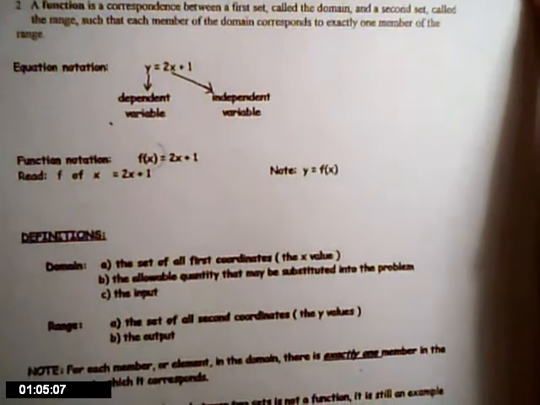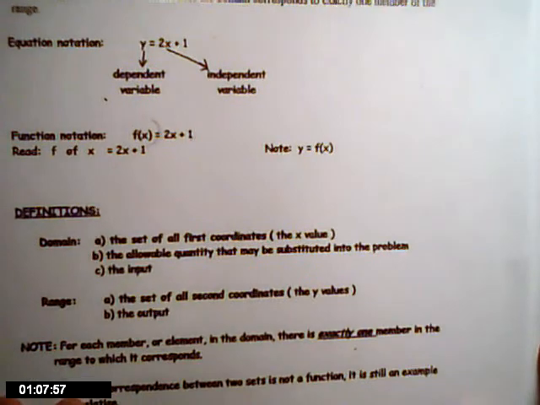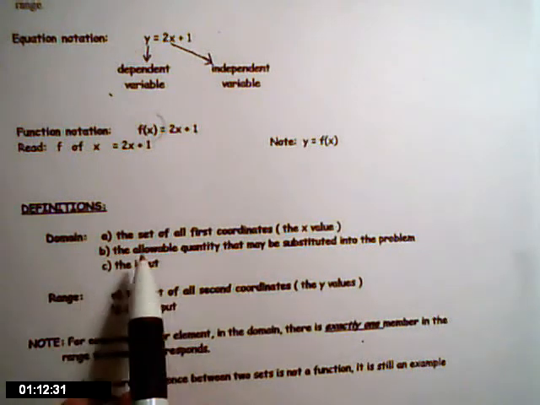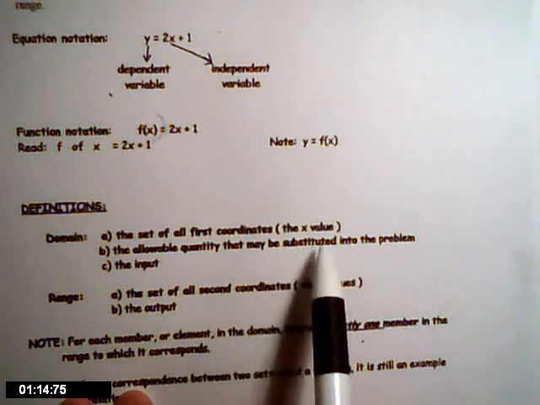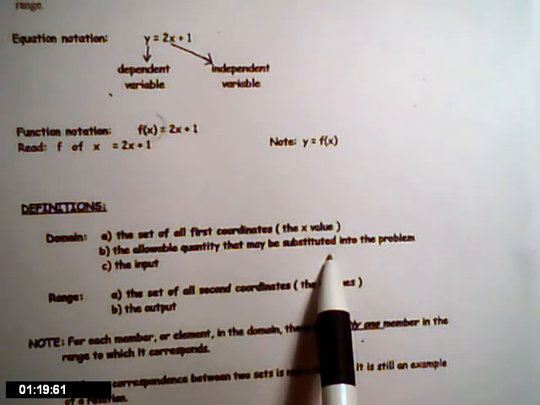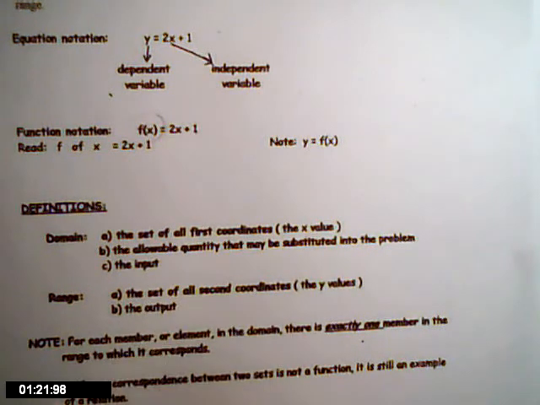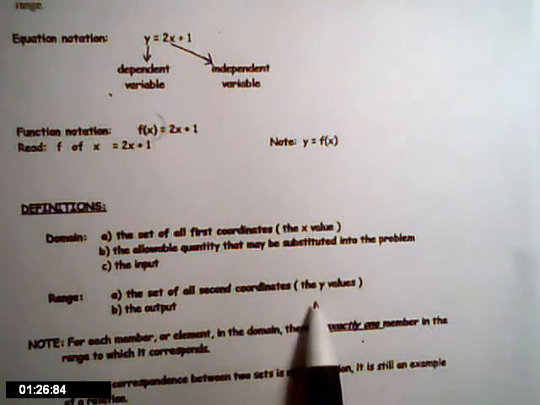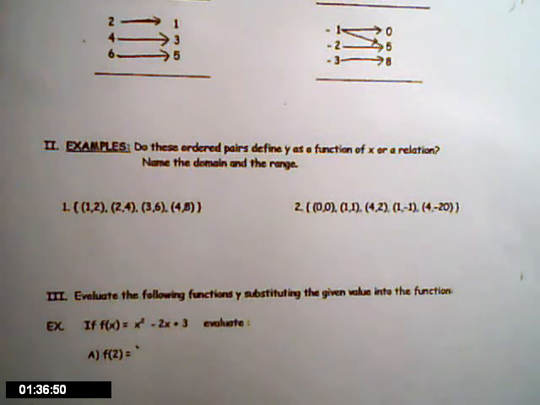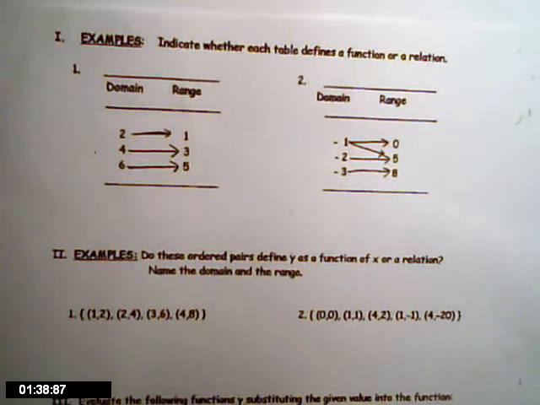There are definitions for domain and range, and you'll see these repeated several times in your notes. Now these are in my own words. For domain, the set of all first coordinates, this is the x value, the allowable quantity that can be substituted into a problem, or the input, what you put into the problem. Range is the set of all second coordinates, that's the y values, or that would be the output, the answer that you get out. Now let's look at some problems such as they'll look in your homework.